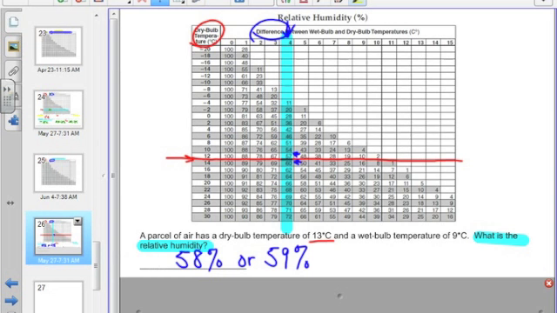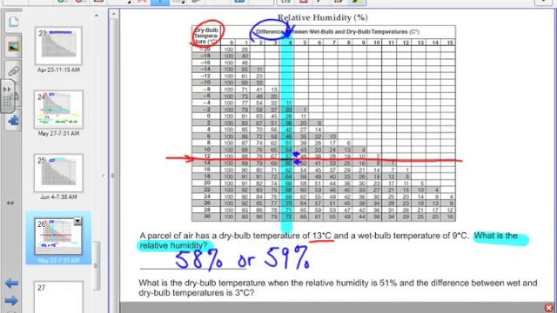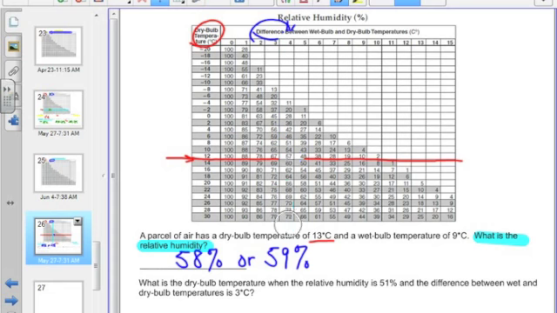Now again, sometimes it's not straight-out dry bulb, wet bulb. What else can we see? Well, let's do one more sample problem. This next one reads, what is the dry bulb temperature? That's the first time now we've been asked for dry bulb. What is the dry bulb temperature when the relative humidity is 51% and the difference between wet and dry bulb temperatures is 3 degrees Celsius? So keep in mind what we're interested in. We're figuring out dry bulb temperature.